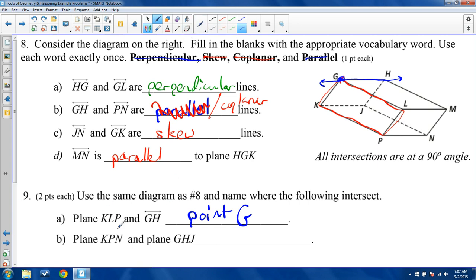Okay, plane KPN and plane GHJ. GHJ is over here. KPN is an interesting one. It goes through the bottom right there. So you now have floor meeting wall. And if you look, there's a line that's going across there. That's this line KJ. Remember, the plane goes on forever.